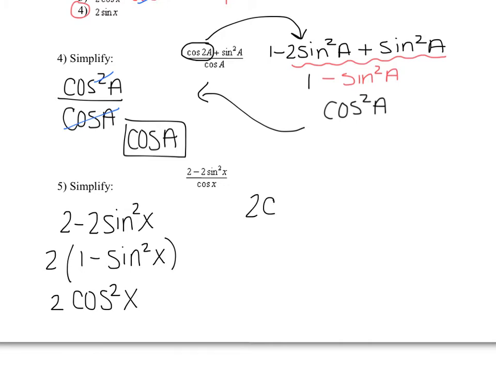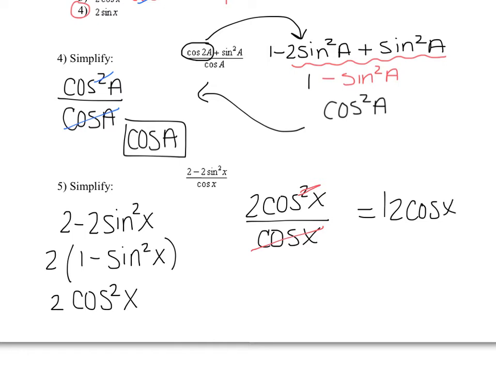So I have 2 cos squared x divided by cos x. And again, I can cross this top and bottom with one of them, and I'm left with 2 cos x. Final answer.